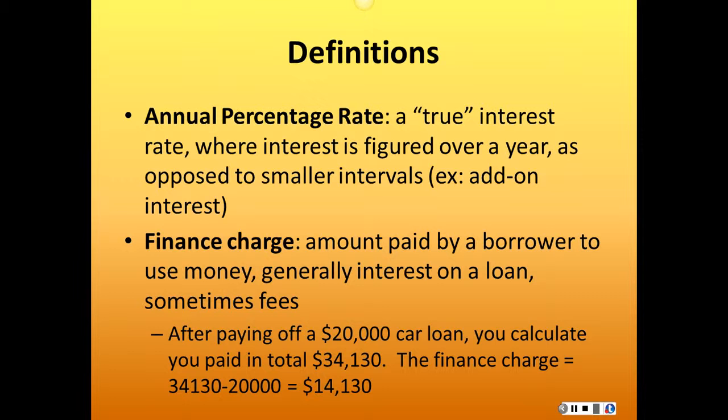Finance charge is the amount paid by a borrower to use money. Basically, this is another word for interest on a loan, and occasionally will include fees. So, for example, if you had a $20,000 car loan, you calculate that in total, once you add up all your payments, you paid $34,130 for it. So your finance charge is the difference between the two values, which in this case is $14,130. So that's what a finance charge is, and they're used in this section to help us find the APR given a certain interest rate.